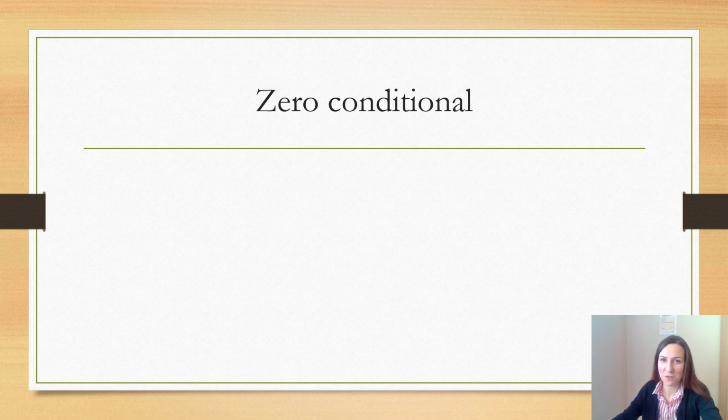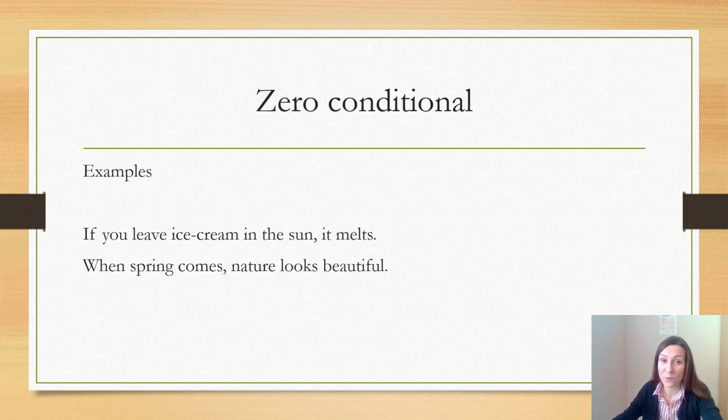So the first thing to do is look at some examples. If you leave ice cream in the sun, it melts. When spring comes, nature looks beautiful. Ice melts unless you keep it in the freezer. These are some examples of the zero conditional.